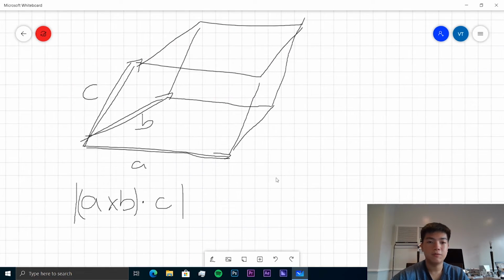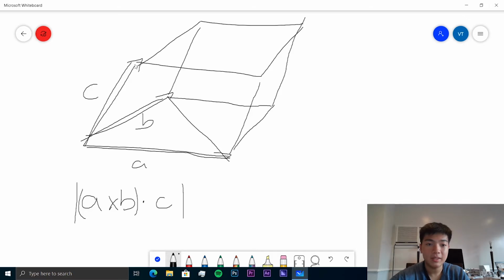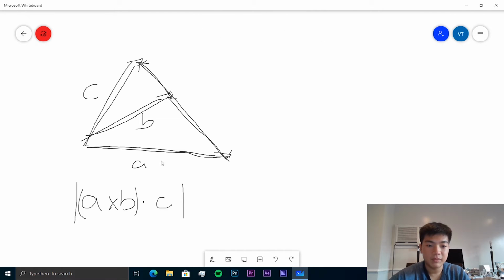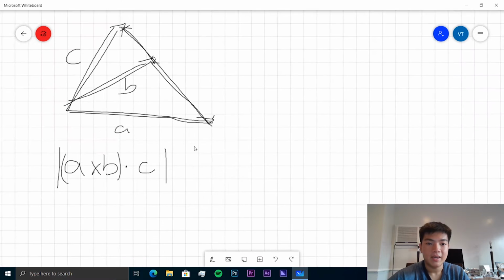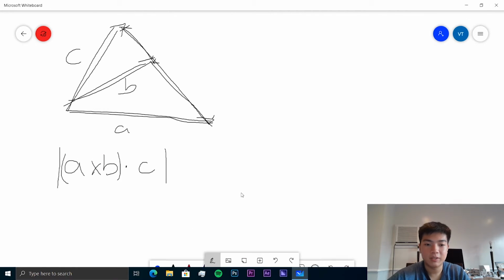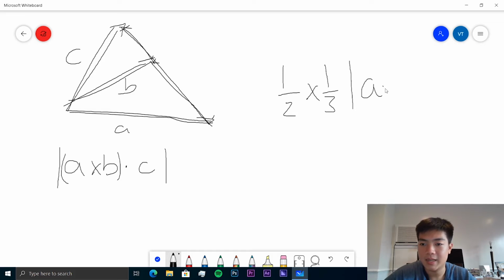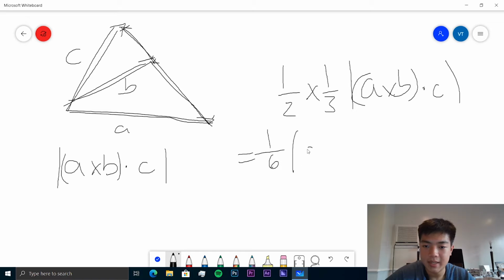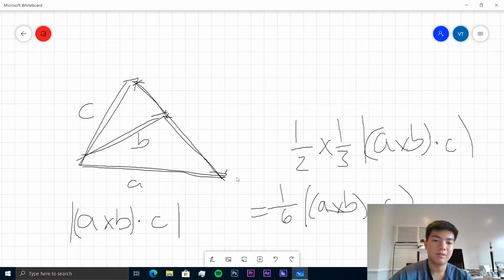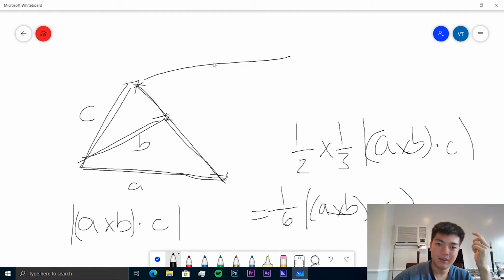And the same holds true for, say, a triangle-based pyramid. If instead we're only finding this triangle-based pyramid over here and ignoring the rest, then let's think. This triangle here is half the size of the original parallelogram, so it would be 1/2. And then the volume of a pyramid is 1/3. So 1/2 times 1/3 times A times B dot C, which is equal to 1/6 A times B dot C. So this triangle-based pyramid is 1/6 of the volume of the parallelepiped.